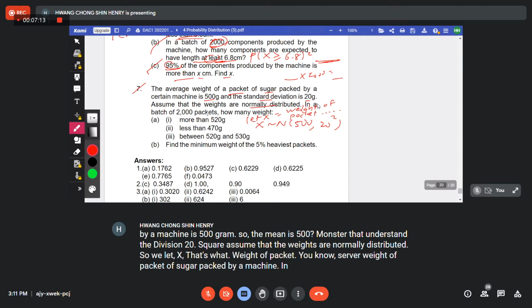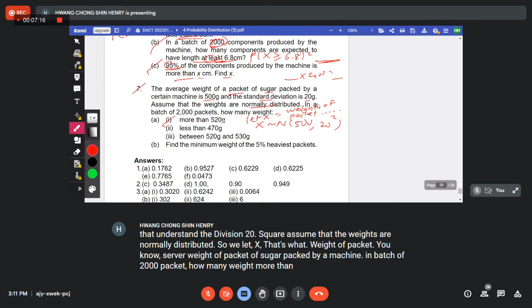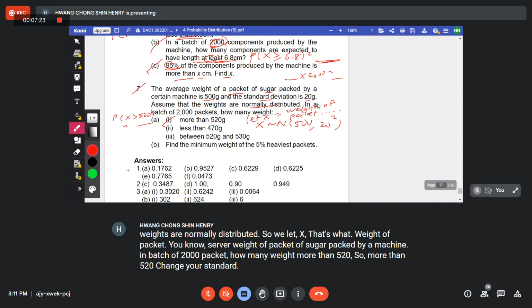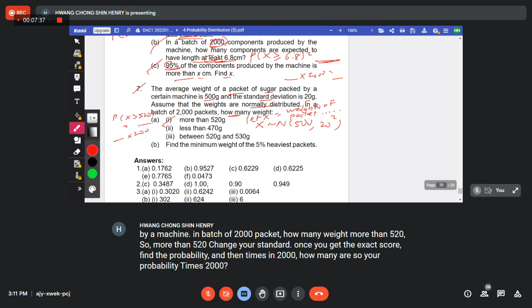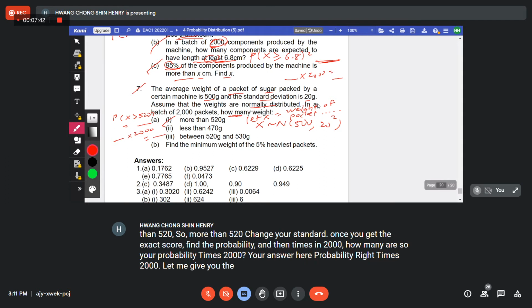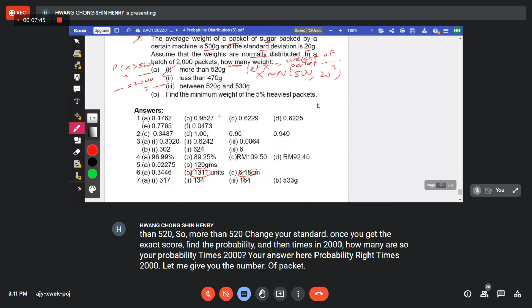In a batch of 2,000 packet, how many weight more than 520? So more than 520, change to standard. Once you get the z-score, find the probability, and then times with 2,000. How many? So your probability times 2,000. Your answer here, probability, right, times 2,000. Then we give you the number of packet. 317.